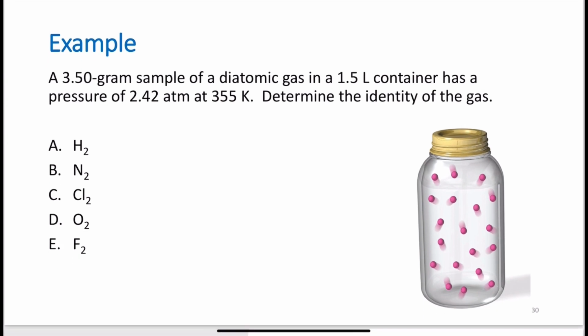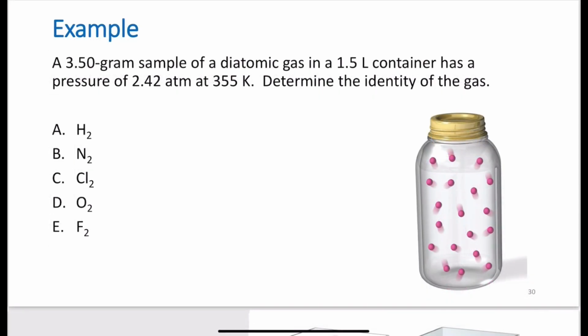A 3.50 gram sample of a diatomic gas in a 1.5 liter container has a pressure of 2.42 atmospheres at 355 K. Determine the identity of the gas. So I like questions like this. I like questions that make you determine the identity of things because it makes you think outside the box a little bit. The easiest way to determine the identity of something is either figure out the molar mass or do a chemical test. Well, you're not obviously going to do a chemical test when you're sitting here, doing calculations like this.